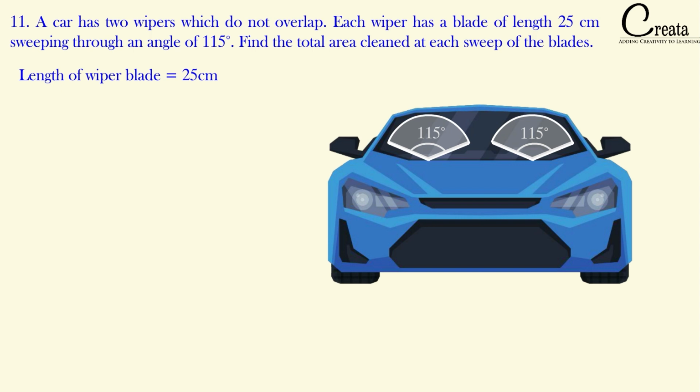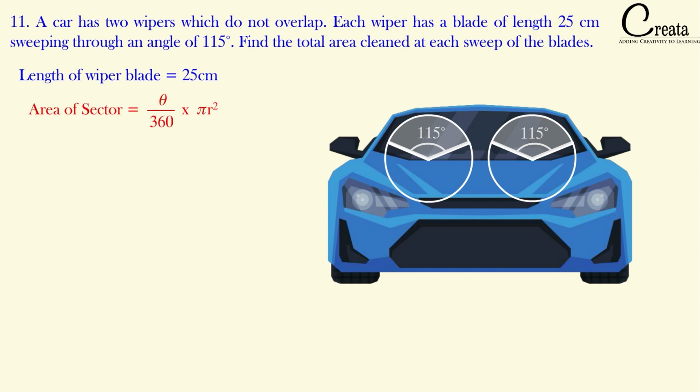Let's see. Basically, this question is asking us to find the area of the sector whose angle theta is 115 degree and the radius is 25 cm. We can draw a complete circle on both the wipers. This is the complete circle and the sweeping area is the sector. And we have to find the area of both the sectors. Both the sectors are basically same. Both are having same angle as 115 degree and the radius is also same as 25 cm.